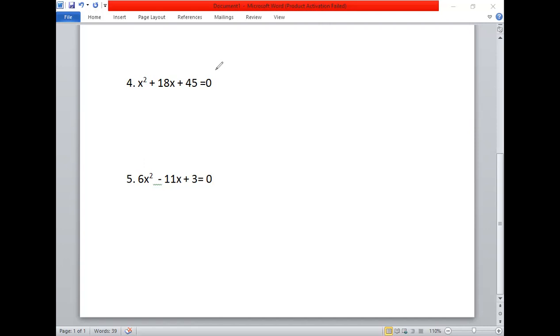We have x squared plus 18x plus 45 is equal to 0. It is the same as number 3. We only have one numerical coefficient here; the numerical coefficient is equal to 1. So again, just like what we did in number 3, we need to find the factors of 45 that make 18 when we get the sum of the factors.